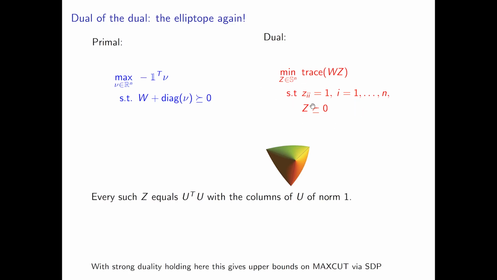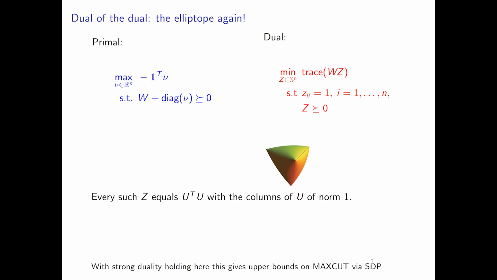So the constraint now is that you're doing it over a symmetric matrix of variables, and your W is the data of the problem coming from the weights on the edges, trying to minimize this trace, subject to Z_ii being equal to 1 and Z being positive semi-definite. This Z_ii equal to 1 basically comes from the fact that the coefficients here are 1.